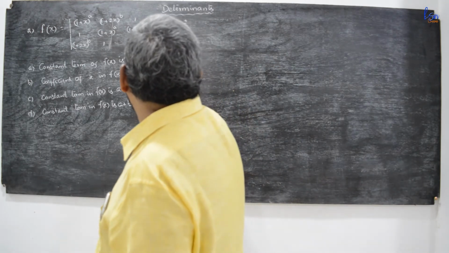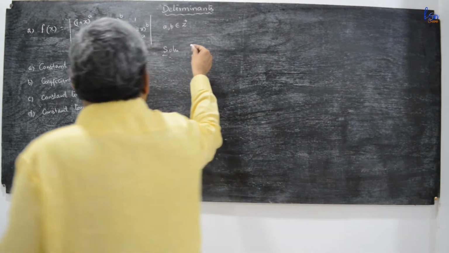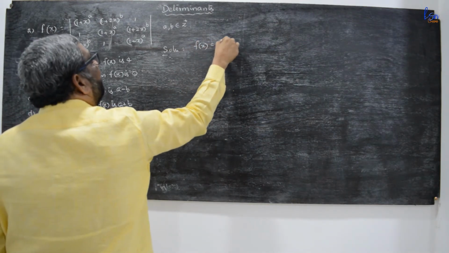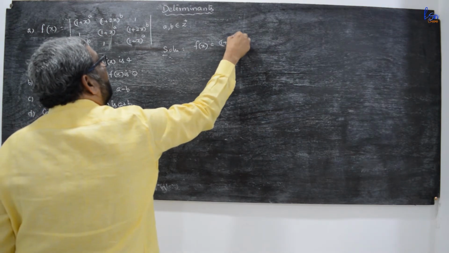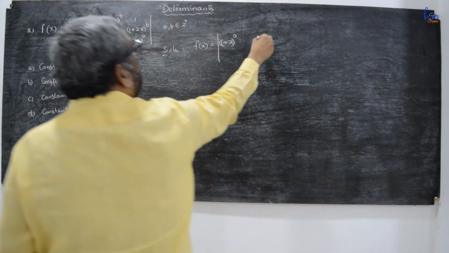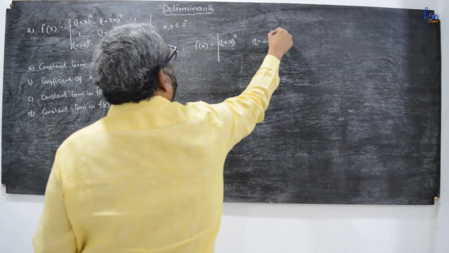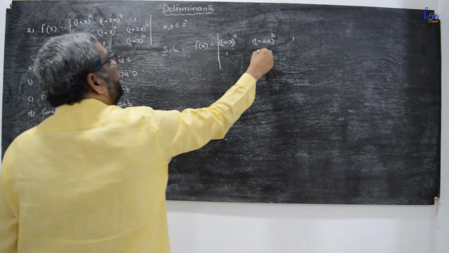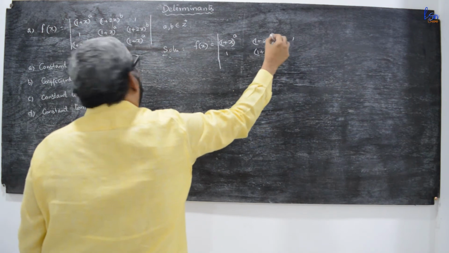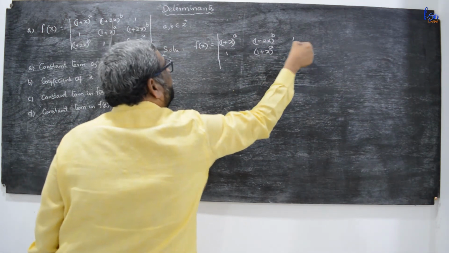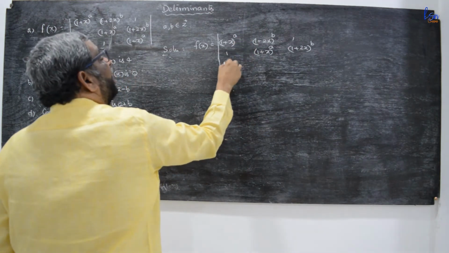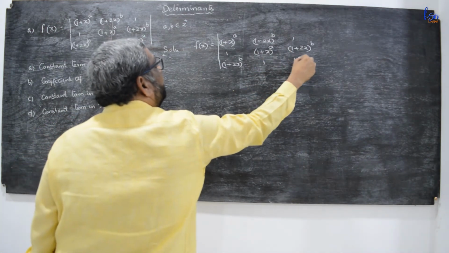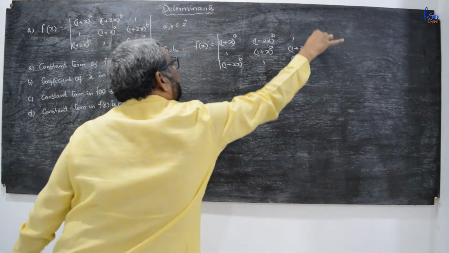So, moving on to the solution, consider f(x) is equal to 1 plus x whole power a, 1 plus 2x whole power b, 1 plus x whole power a, 1 plus 2x whole power b, 1 plus 2x whole power b, 1 plus x whole power a.